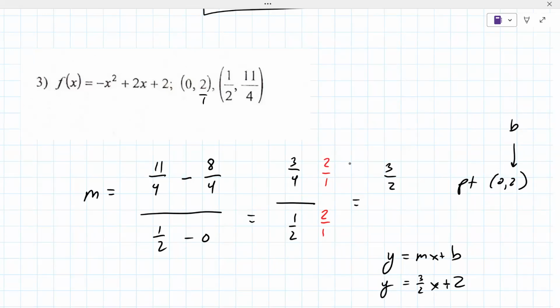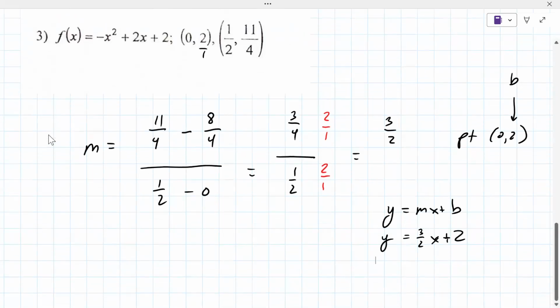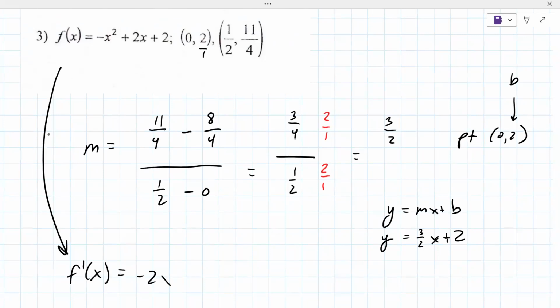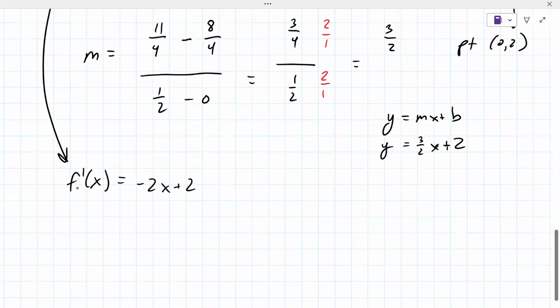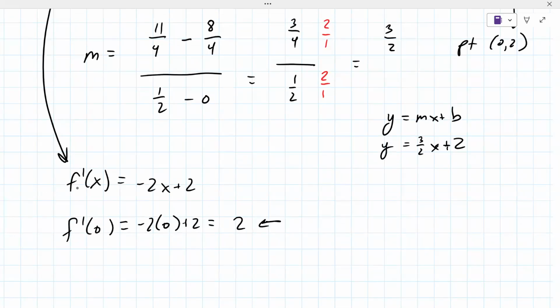Now, for the tangent line, you have to take a derivative. Everything we did up until now does not help towards the tangent line. Could you give me the derivative of this function, please? Negative 2x plus 2. And what is the x value that you should evaluate it at? 0. So you're going to find f prime of 0. Negative 2 times 0 plus 2 ends up being 2. That's your slope. You're still going to use the point (0, 2).